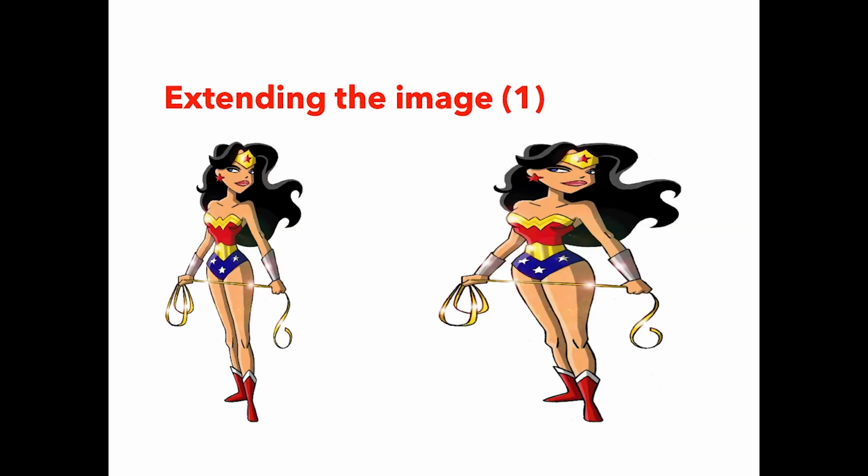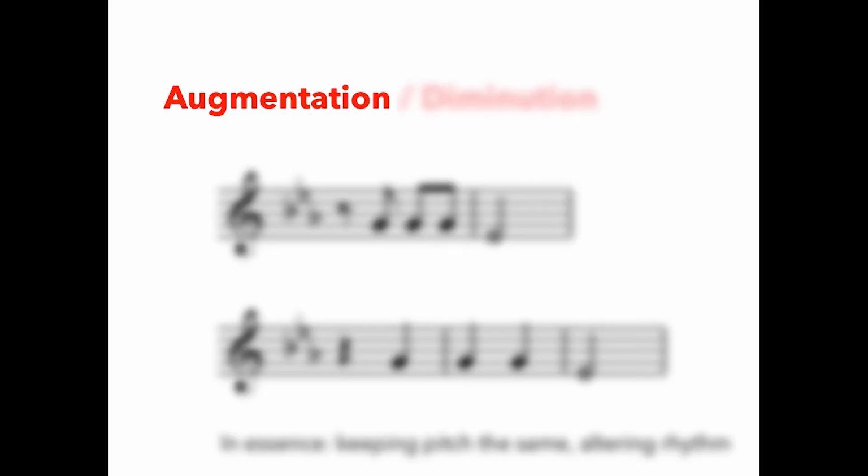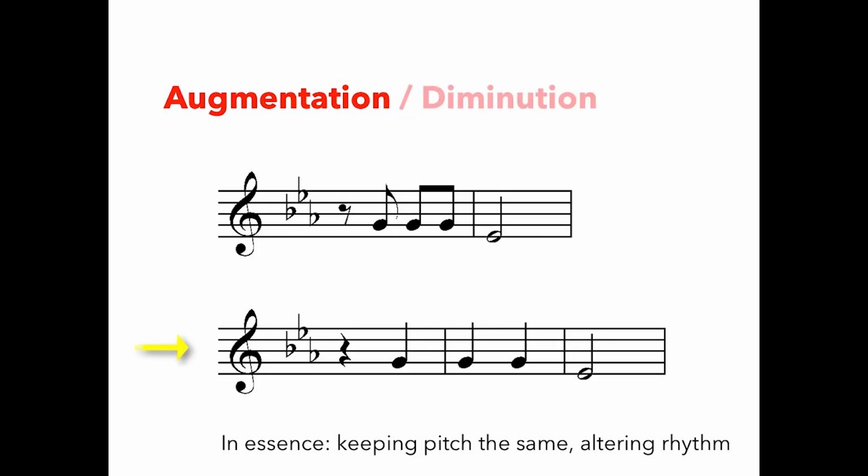In this image, I've extended the original pattern in 2 ways. First, I've stretched Wonder Woman out horizontally here. Now, thinking about how to do this in music, a simple way would be to use longer note values. For example, here I've doubled each of the first note values. They're longer than in the original. Now, this process of elongating notes in this way, making notes longer, is called augmentation. And by the way, the diminution here refers to making the note values shorter.